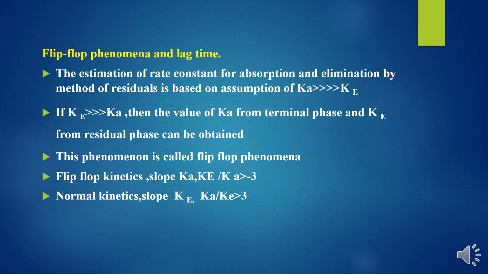So this interchange phenomenon is known as the flip-flop phenomenon. We can express it by the equation. In flip-flop kinetics, Ke divided by Ka is greater than or equal to 3. But in normal kinetics it is vice versa, that is Ka by Ke greater than or equal to 3.